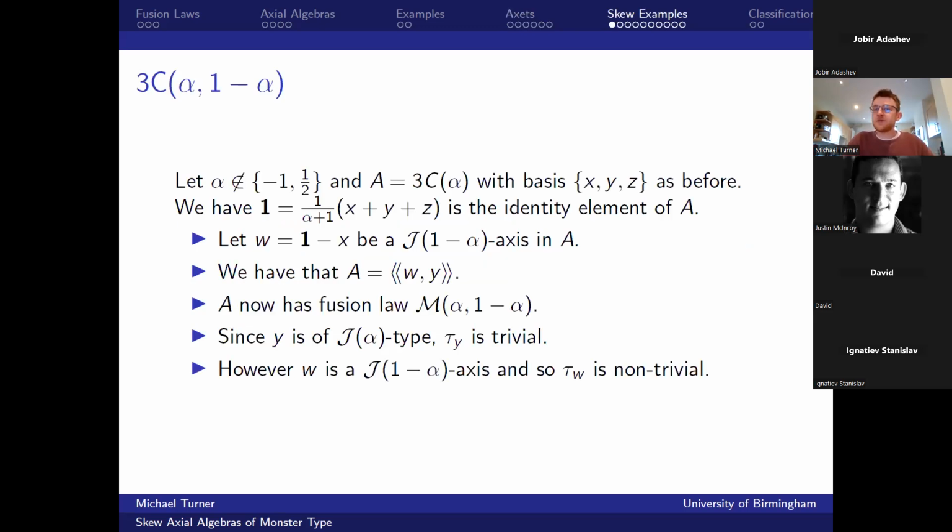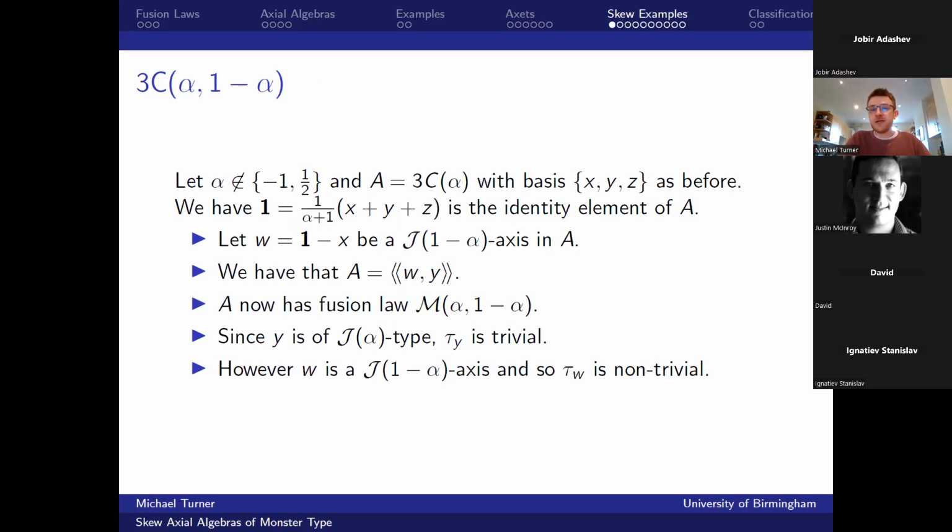Okay, so now I'm going to talk about some examples of skew axial algebras of monster type. So what I'm going to do throughout this section is use a trick of twisting an axis by its identity. So taking an axis and going identity minus that axis and making that a new axis.